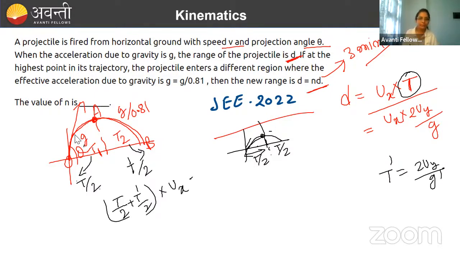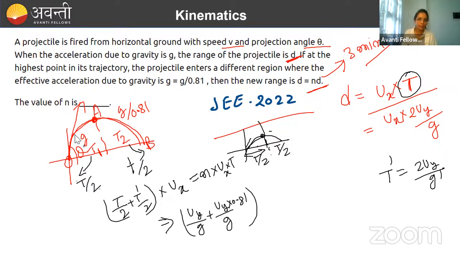And this new range is equal to how much? This is equal to n into the original range, that is ux into t. That is the relation given in the question. Now just put the values and you will be getting the answer. So t ka value I'm going to write, how much? 2uy by g. So t by 2 will become how much? uy by g. And this will become how much? uy by g dash. Again, uy is not going to change, right? Because it's the initial velocity in the y direction, it is not going to change. So uy by g dash, g into 0.81. We will be putting it here.